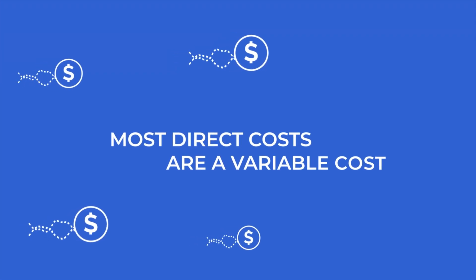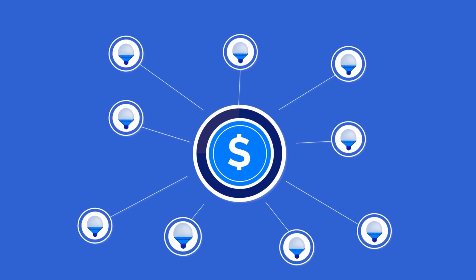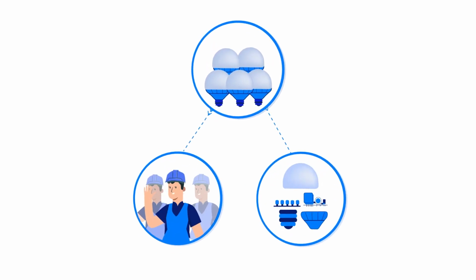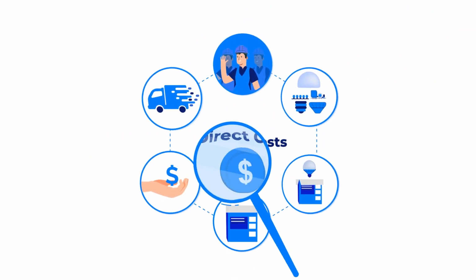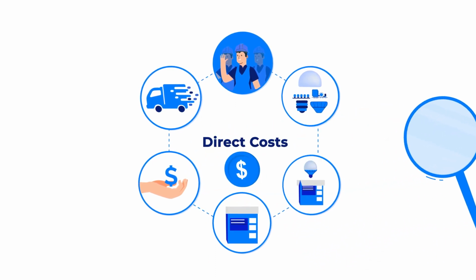Most direct costs are a variable cost. Variable costs are costs that fluctuate or vary depending on how many light bulbs we make. The more light bulbs, the more raw materials, and the more time hourly workers spend on the manufacturing floor. You may have noticed that many of the direct costs, such as direct labor and raw materials, are variable costs.